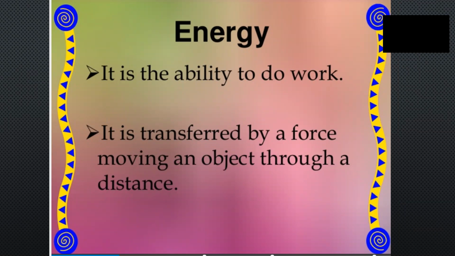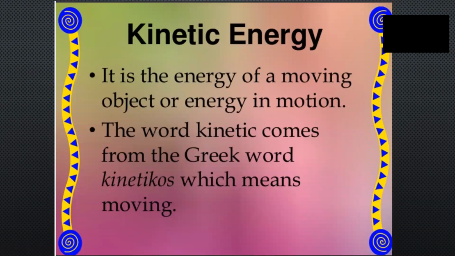Now, we said before that energy is the ability to do work. And to transfer this energy, you need a force applied over a distance. One of the types of energy is kinetic energy. Kinetic energy is the energy of a moving object, or energy in motion. Potential energy is the energy when the object is at rest. Here, the object starts moving, or it's in motion.